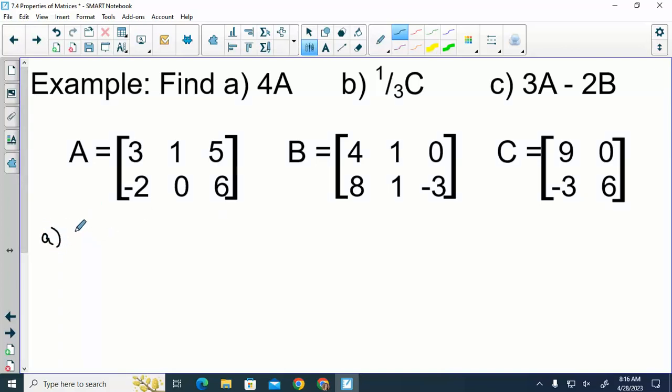Let's go. Okay. So for A, this is called scalar multiplication. If you're just multiplying the matrix by a number, it just means you take every single entry times that number. So what would we get? 12, 4, 20, negative 8, 0, 24.